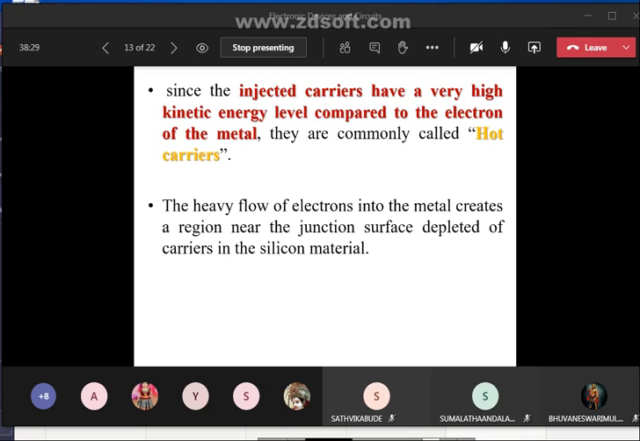Why is it called hot carriers? Since the injected carriers have a very high kinetic energy level compared to the electrons of the metal, they are commonly called hot carriers.